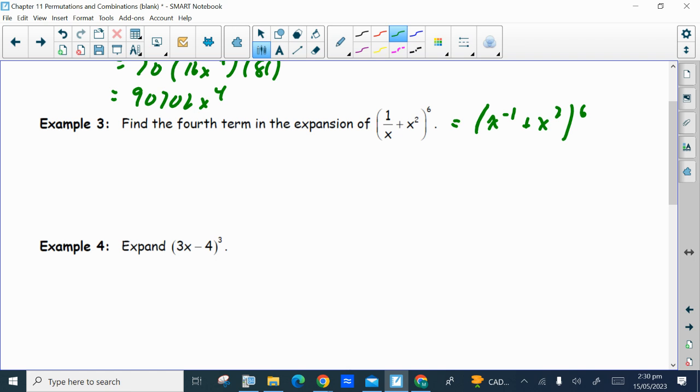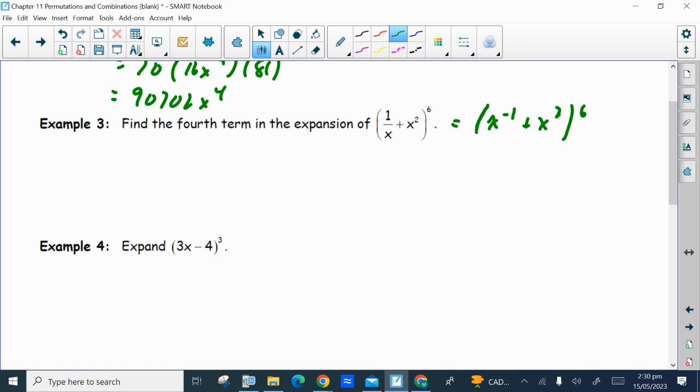We want to find the fourth term in the expansion. So again, k is always 1 less than the term number. K would be what, Moyen? Can you help her, Earl?